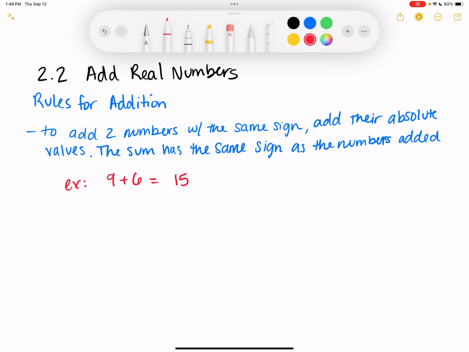But if instead I had -8, or let me write it this way just for the sake of the book, plus -7, which is how the book writes it, what is that? -15. So we take the absolute value of both numbers, so we would treat this as if it was 8 plus 7, and that would give us 15. And then the sign on both of those was negative, and so we put the negative on there.